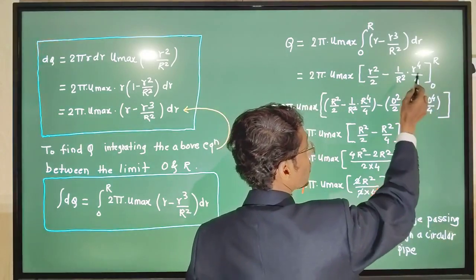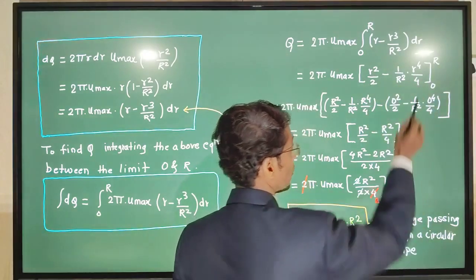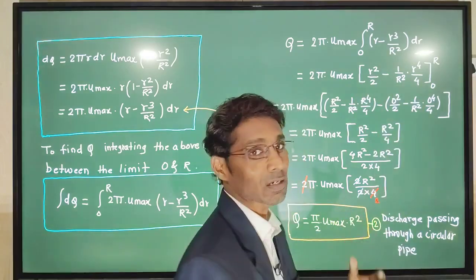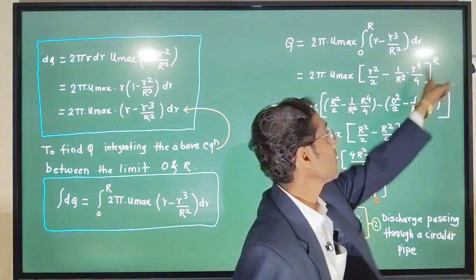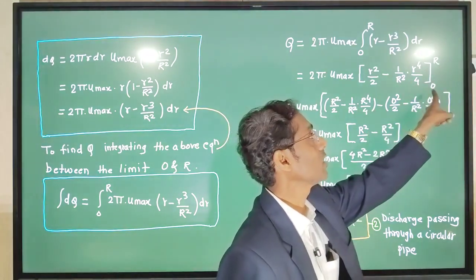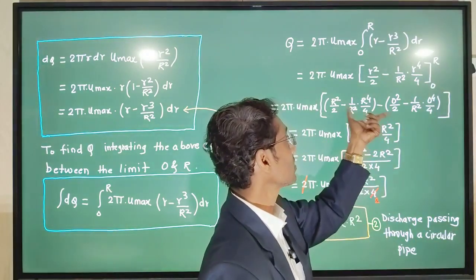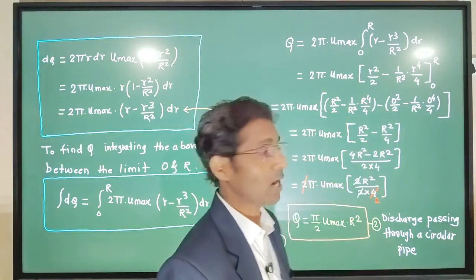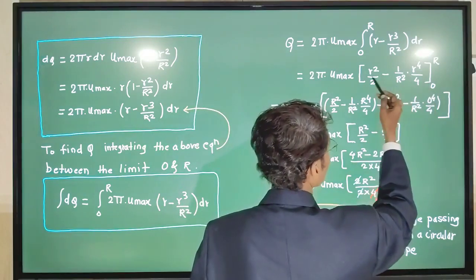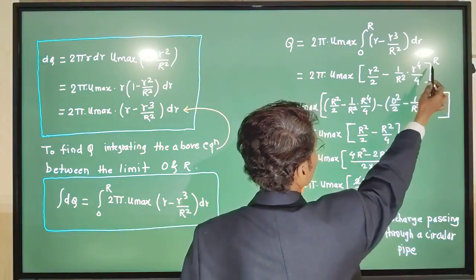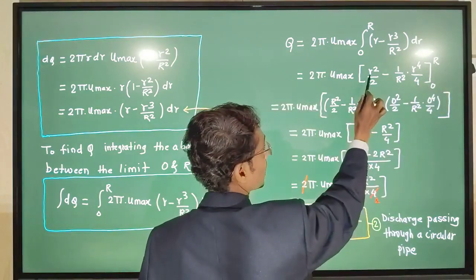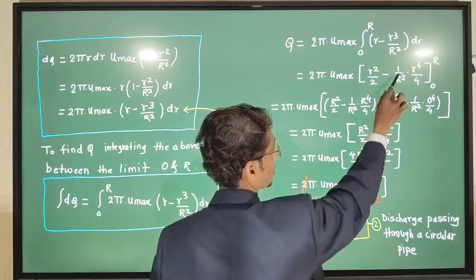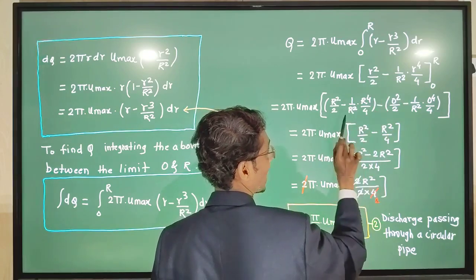Next step is putting these limit values in the expression. For that, generally we put the higher limit first and then the lower limit, so there is a subtraction of the higher limit and lower limit values. First, in this bracket, with the higher limit capital R in place of small r, we get capital R square by 2 minus 1 upon capital R square as it is.